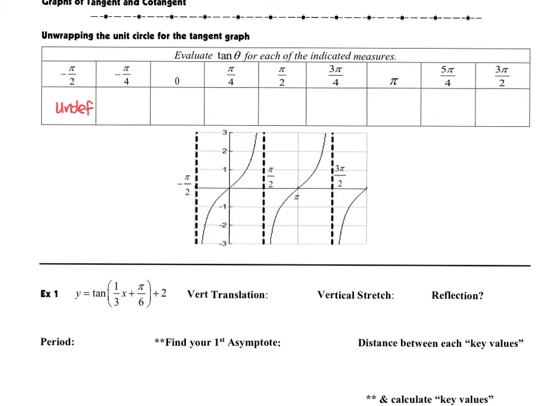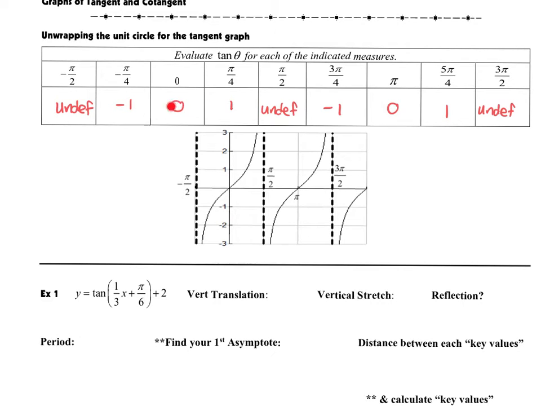Tangent of a negative pi over 4 is a negative 1. Tangent of 0 is 0. Pi over 4 is 1. Pi over 2 is going to be undefined again. Those are going to be important for us. 3 pi over 4 is going to be our negative 1. Pi is 0. 5 pi over 4 is 1. And 3 pi over 2 is undefined. Now, if you need, you can go ahead and pause this because I did just go through those very quickly.